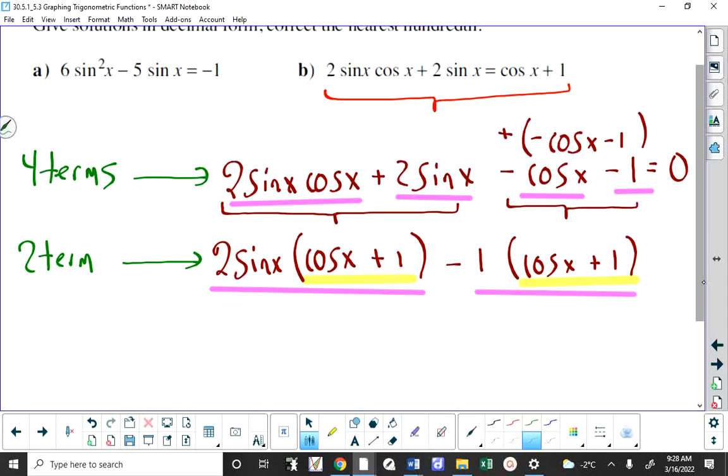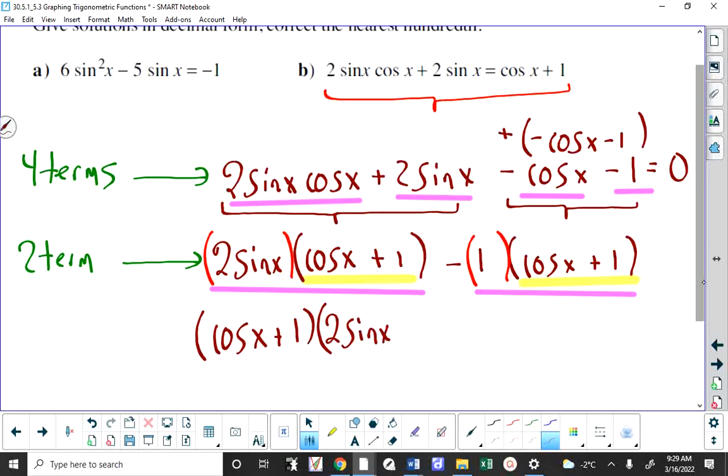So what I have here is 2 sine x times this cos x plus 1, minus 1 times this cos x plus 1. So I have a common factor of cos x plus 1 that I can factor out. And when I factor out that cosine of x plus 1, I'm going to have left out of the first term 2 sine x, and then out of the second, minus 1. And I'm not going to finish this question to completion.